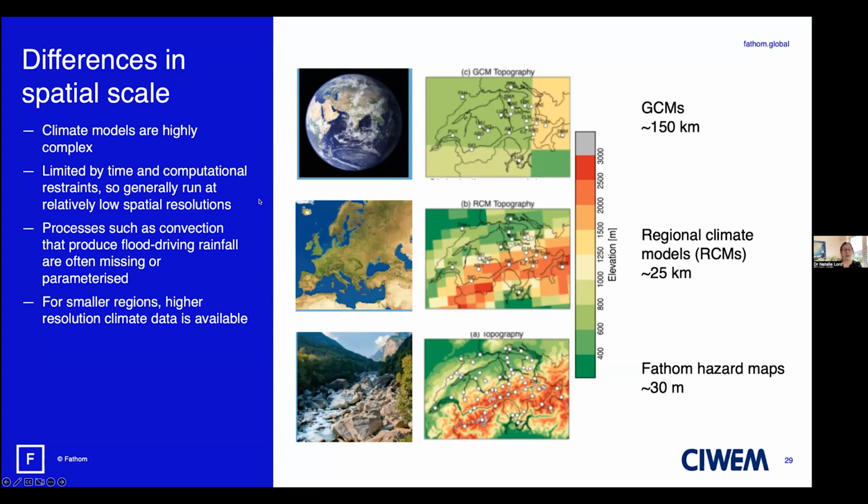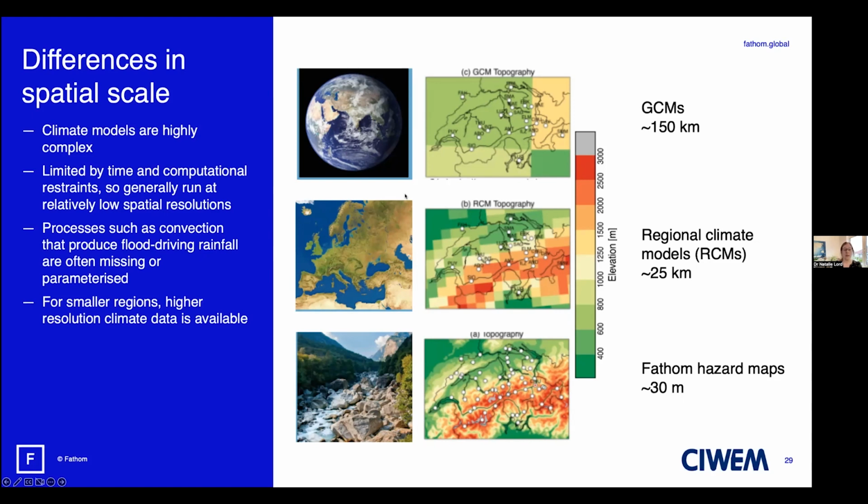But if we're interested in a smaller region, then climate data from regional climate models mentioned by Nans previously is available. So regional climate models are driven by output from global climate models, but because they cover a much smaller domain, they can be run at higher spatial and temporal resolutions. And this means that things like topography and its influence on precipitation and flood processes is better resolved compared to in global climate models, as demonstrated in the figures on the right-hand side of this slide.